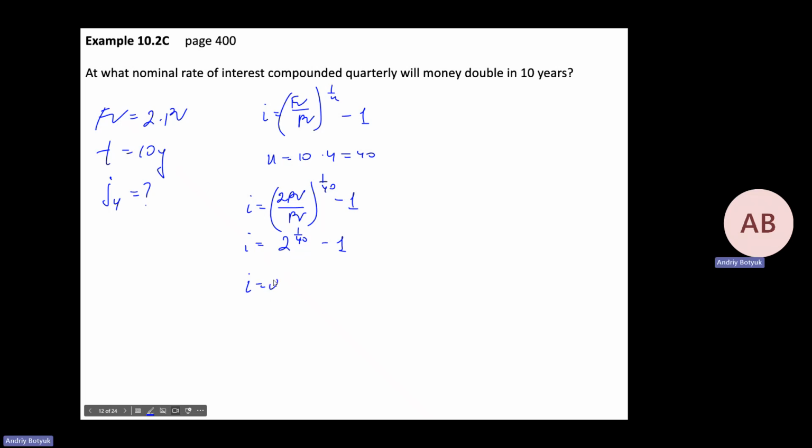So I have 0, 0, 1, 7, 4, 7, 9, 6, 9, 2. And now I remember that I'm looking for quarterly compound interest rate. So I need 2 times 4.